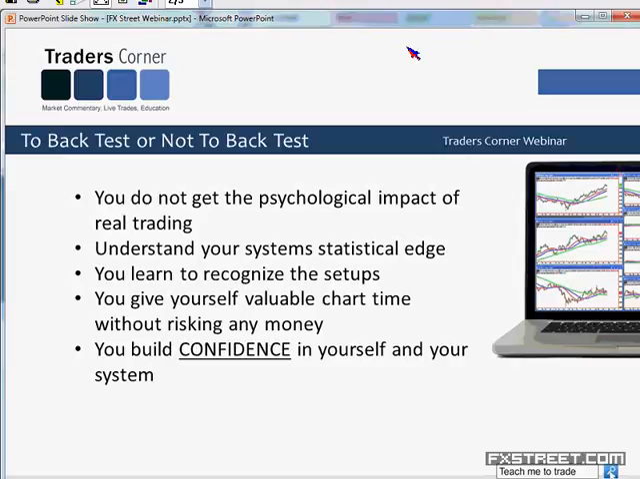But what you can also do from backtesting is you get chart time. Okay, yes, your money isn't on the table, but that's not important. It's not important to have 10, 15, 20 pounds a point on the table. What's important is that you learn to understand what the setup looks like in the heat of battle.